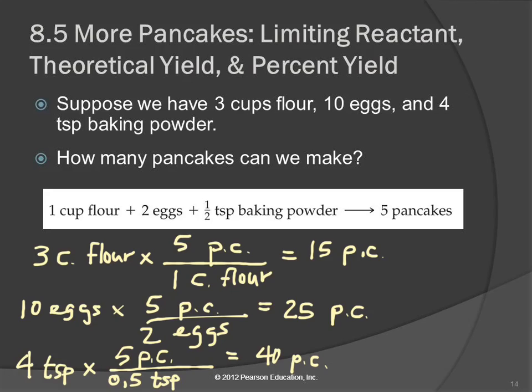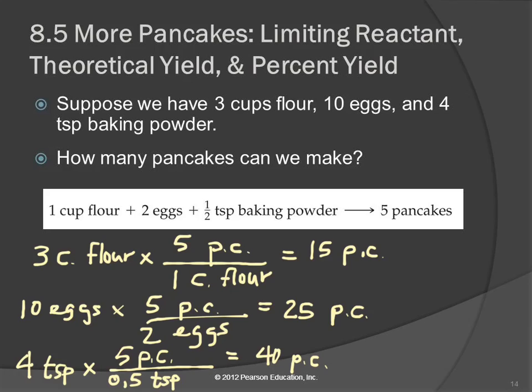So we came up with 3 different answers. The smallest one is the correct answer. Because let's think about it. Each recipe makes 5 pancakes, right? So we make 5 pancakes, and then we make 10 pancakes, and then we make 15 pancakes. Can we make 20 pancakes? No, because we ran out of flour. You can't make pancakes if you run out of flour. You're done, right? You're done.